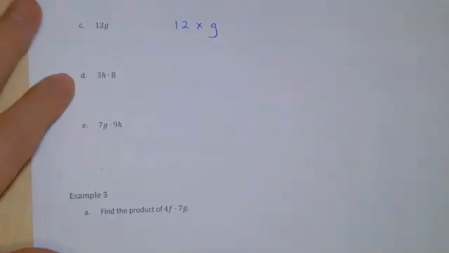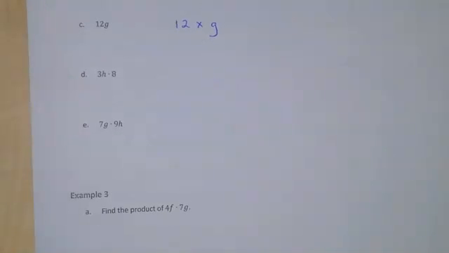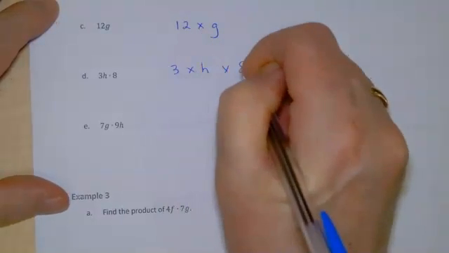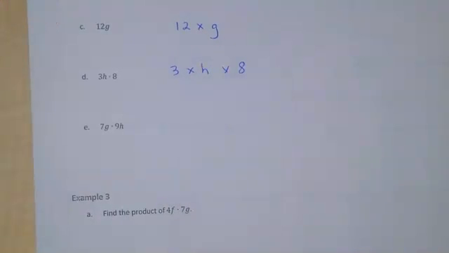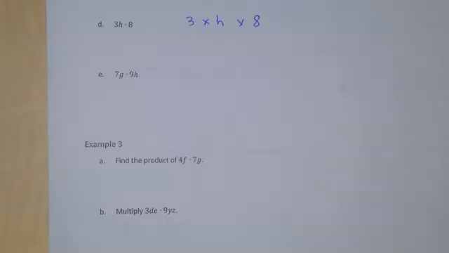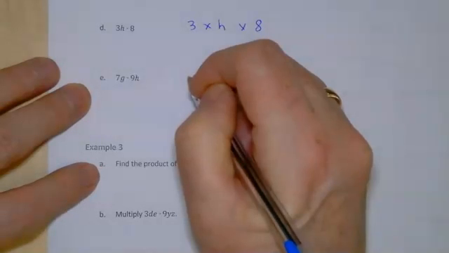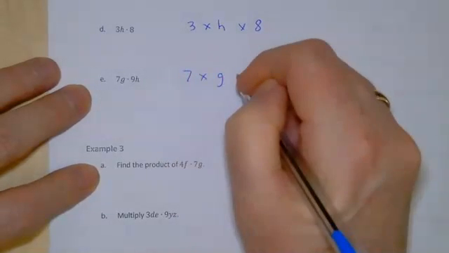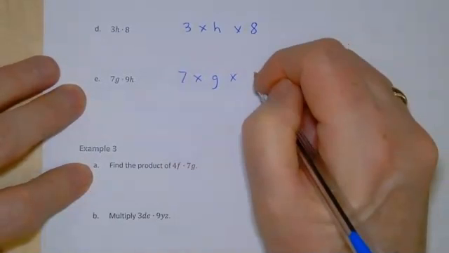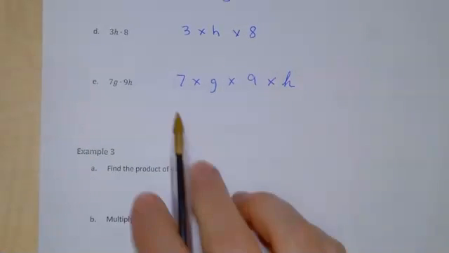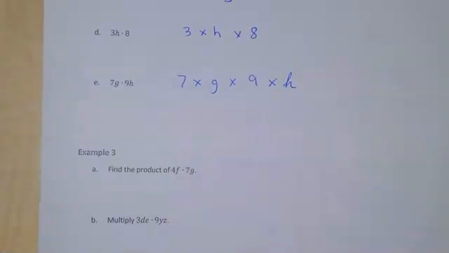All right, Derek. 3H times 8. Put all of the times signs back in. What would we write? Exactly right. And there's one more. 7G times 9H. Brooklyn, what would you write with all the times signs back in it? You would do 7 times G and then times 9. All the times signs back in. 7 times G times 9 times H.